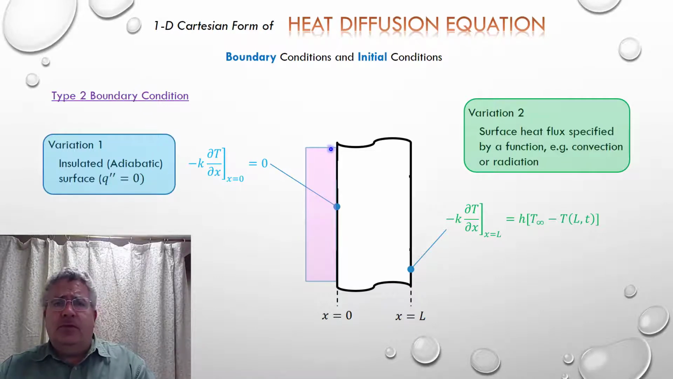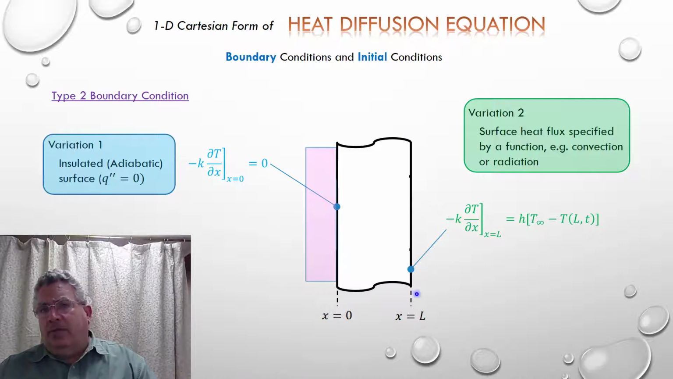If this surface is next to or is completely insulated, we do not allow for heat transfer across this boundary. So the heat flux, Q dot, is going to be equal to 0. So in that case, that would be one variation of the heat flux boundary condition.